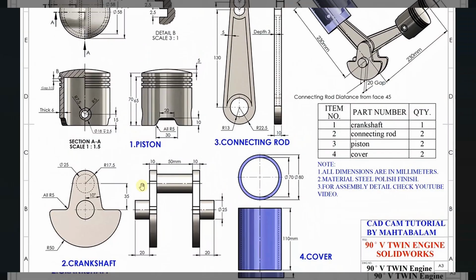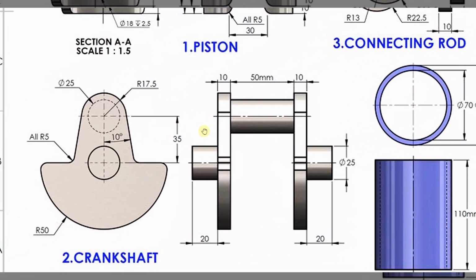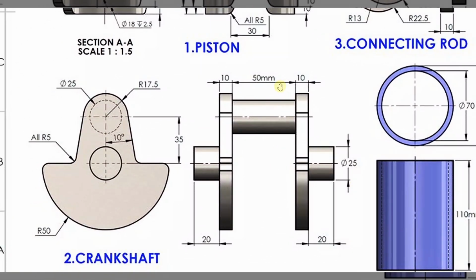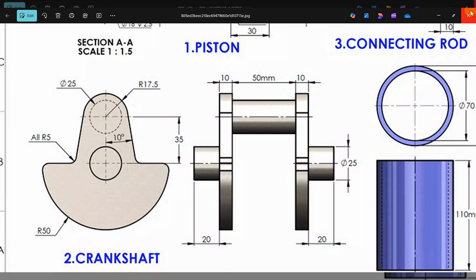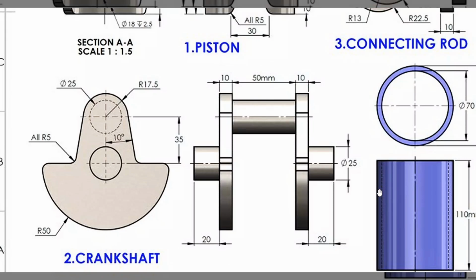So let's start. The lower circle has a 50 radius and the distance from one circle to another circle is 35 millimeter. The upper circle has a 25 diameter and this one has 17.5 radius. The center rod length is 50 millimeter. So let's start building it.